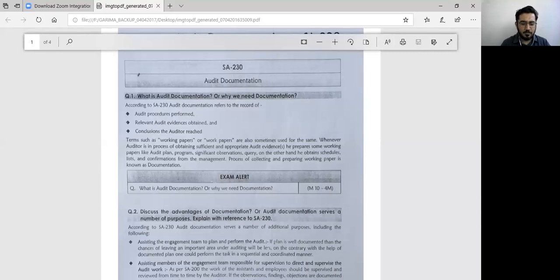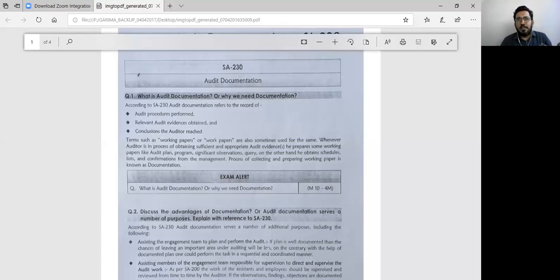So this entire communication, we call it correspondence. This entire thing, we call it correspondence. The entire correspondence, you can take it and file it in your audit documentation file. Are you understanding? This is the meaning of communication with management.